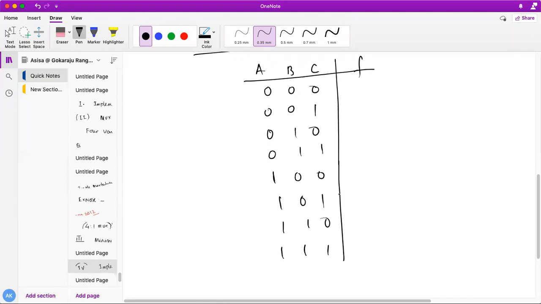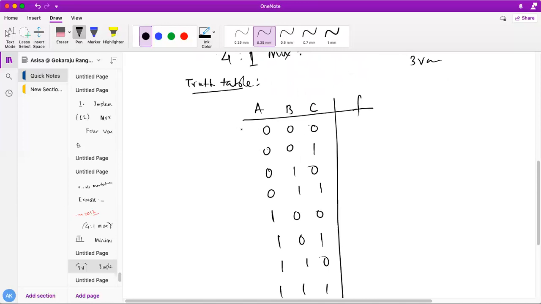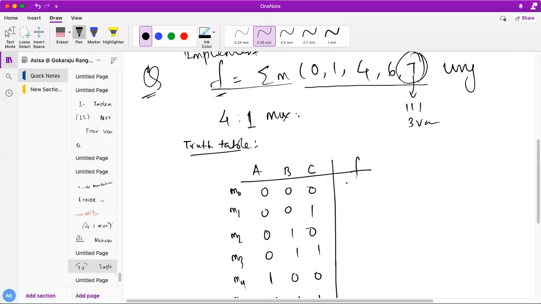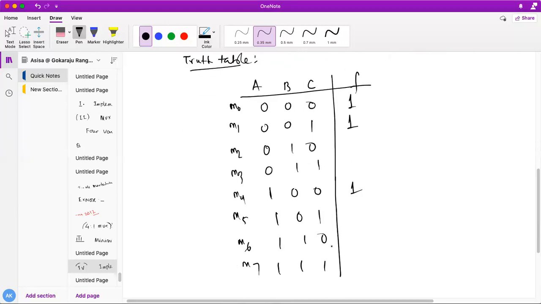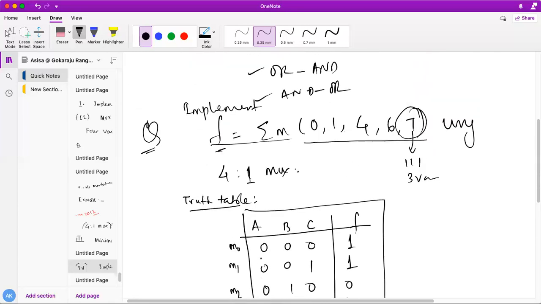Just draw the truth table and put the function output wherever the min terms 0, 1, 4, 6, 7 are. These are my min terms m0, m1, m2, m3, m4, m5, m6 and m7. Output is 1 at min term 0, min term 1, min term 4, min term 6 and min term 7; at other places output is 0. So do you understand how to construct a truth table from the given function? This is the way, very simple.